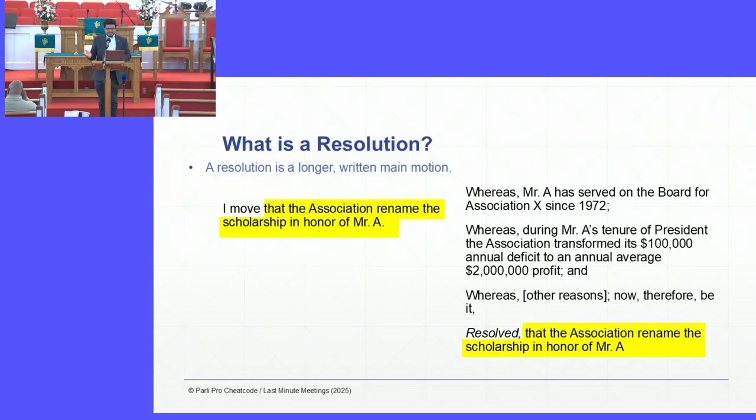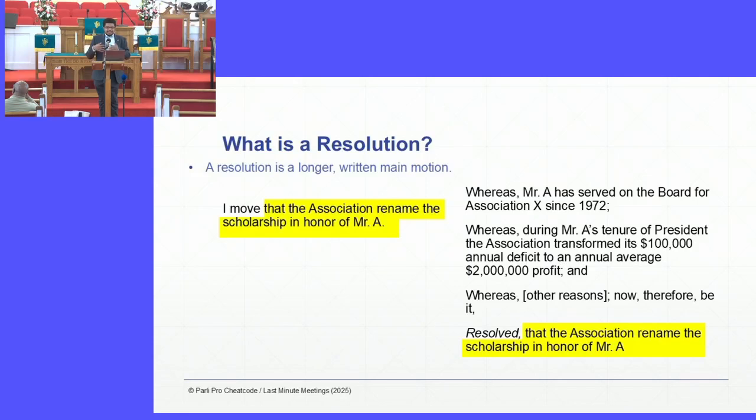If you look on the right-hand side, you have the preamble, these whereas clauses. Whereas Mr. A has been on the board since the 70s, and whereas Mr. A transformed our deficit to $2 million in profit every year, and whereas this and whereas that, therefore be it resolved that the association rename the scholarship in honor of Mr. A. If you look at the two sides, the highlights there, "I move that" and "resolved that," it's the same exact text of the motion.